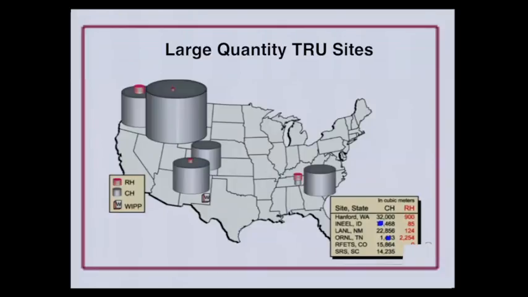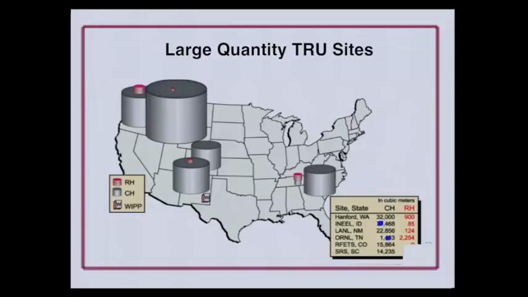Around the United States, you can see the legend over here. The gray is the contact handle. The little red disc, or the remote handle, that's the relative quantity in cubic meters, I'm sorry. Obviously, Washington has the most contact handled. Proportionally speaking, South Carolina has quite a bit of remote handle. You can see the numbers down here.